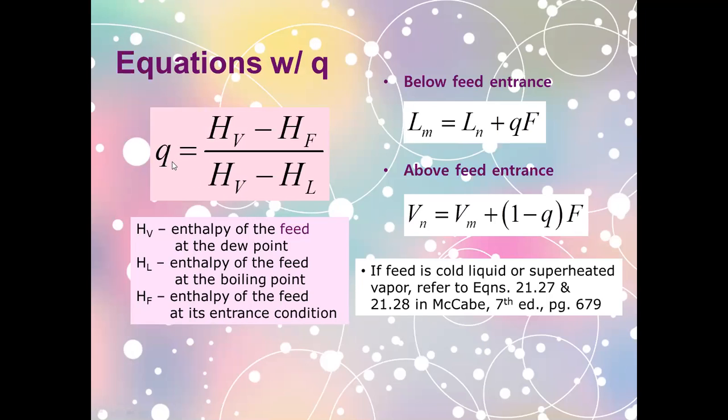In here, if you're going to use the formula based on heats, this is how HV, HF, and HL are to be viewed, or this is how they are defined. So enthalpy of the feed at the dew point is HV, enthalpy of the feed at the boiling point is HL, and enthalpy of the feed at its entrance condition is HF.